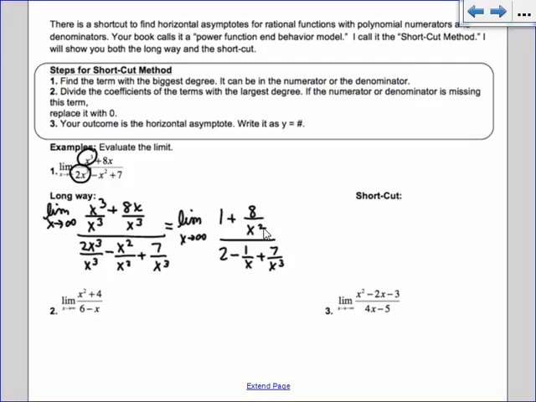So what I'm really doing is I'm finding the limit of this one, the limit of this one, the limit of this one, and this one. Finding the limit of each individual thing.